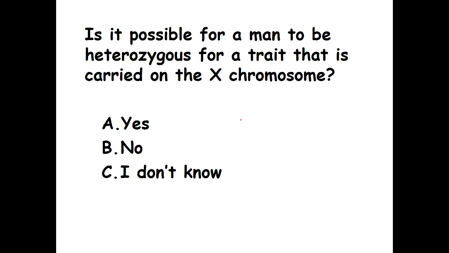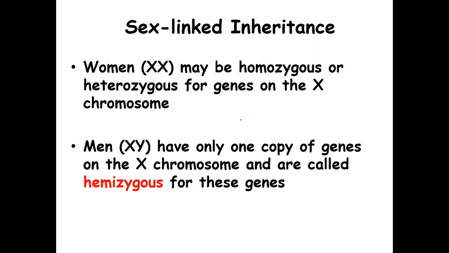Yep, correct is B. Once again, you need two copies to be heterozygous for something, right? So remember this. For all the first 22 pairs, for all the autosomes, a man can be heterozygous if the genes are carried on any of those autosomes. But if the genes are carried on sex chromosomes, especially on X chromosomes, a man cannot be heterozygous because he doesn't have two X's. Now let's talk about sex-linked inheritance.